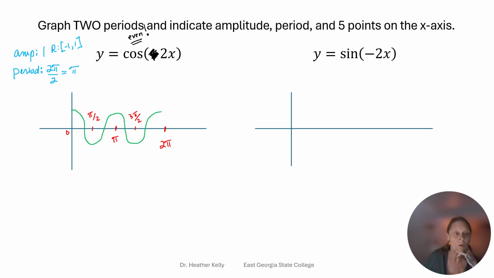And now our intercepts aren't happening at the pi over 2's, but it's actually happening here. This is pi over 4. This is 3 pi over 4. This is 5 pi over 4. This is 7 pi over 4.